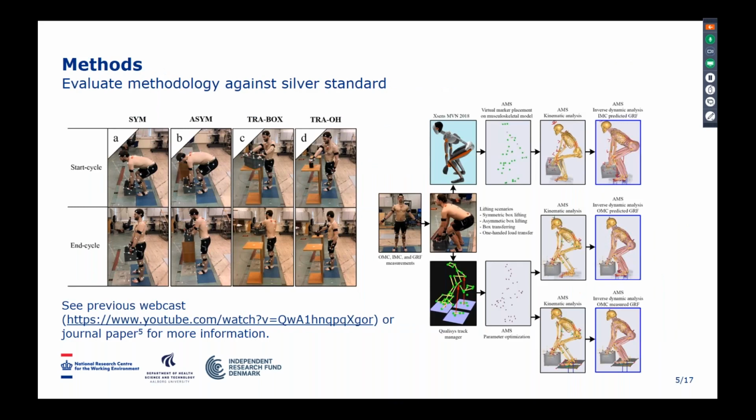First up, when you use a new methodology to analyze these loads, of course, you need to have an idea about how accurate this method is. And I just included this slide here to give you a quick overview of the evaluation experiment we did. And there's a link here in the bottom left, which is a previous webcast, which explains this experiment. And there's a reference to a journal paper we did based on this experiment. So if you're interested in finding out more about this, check the webcast or read the journal paper.